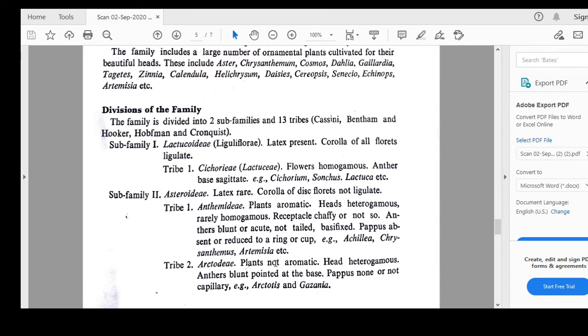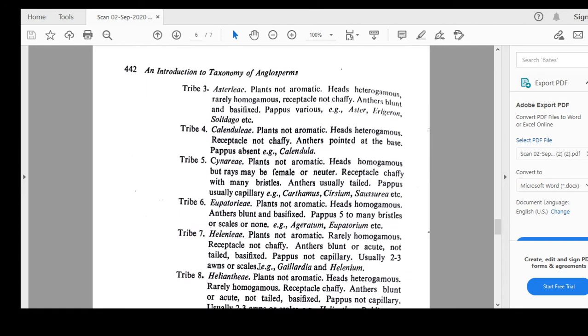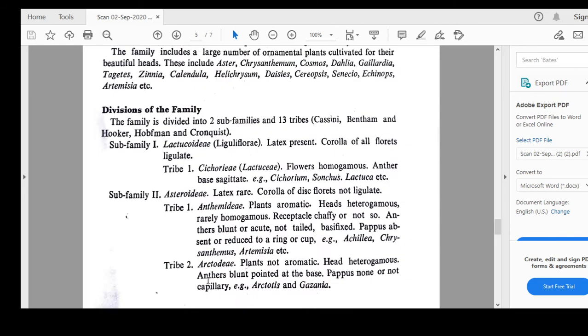Example, Chrysanthemum, Artemisia, etc. Now, type 2, Arctotideae, plants not aromatic. In Anthemideae, plants aromatic. Here, plants not aromatic. Heads heterogamous. Anthers blunt, pointed at the base. Pappus none or not capillary. Example, Gazania.